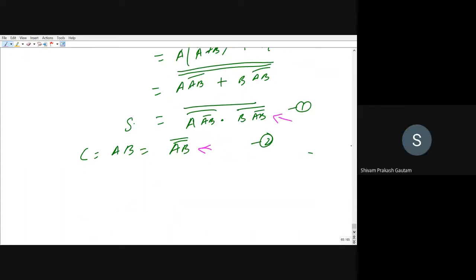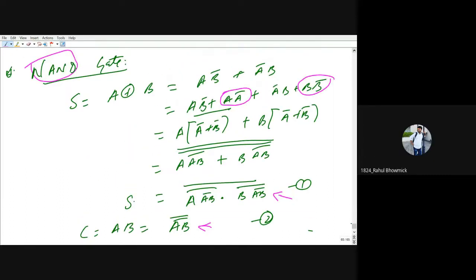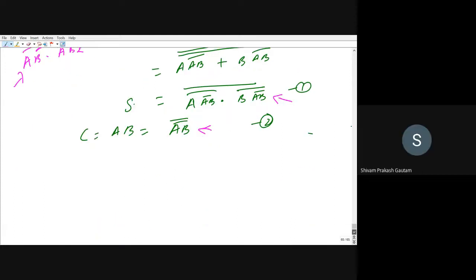Sir, can we directly take the double complement in the first step only? Yes, you can take double complement in the first step only. If you take double complement, then it will be what? De Morgan, bar dot A bar B bar. Yes, sir. You are saying this one? Yes. But now we will be seeing the logic. This might require a larger number of NAND gates. Okay, this is possible, right? Okay, sir.